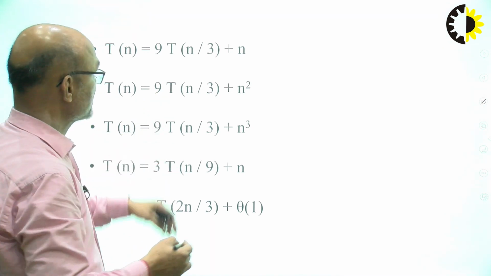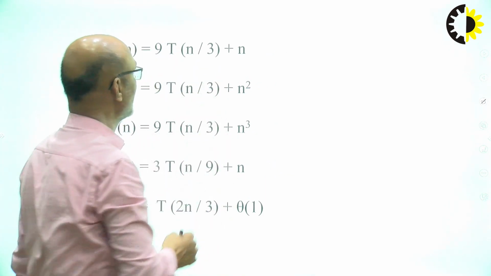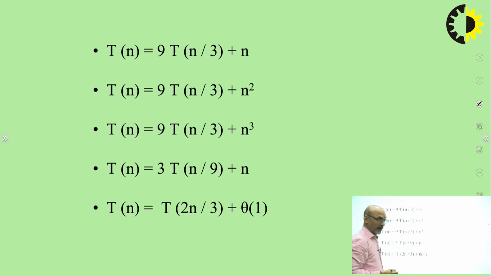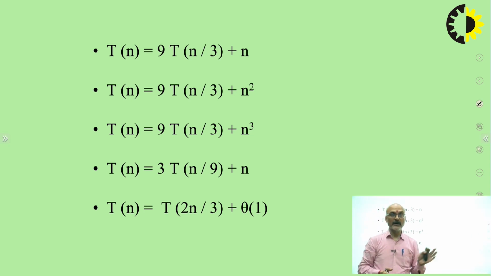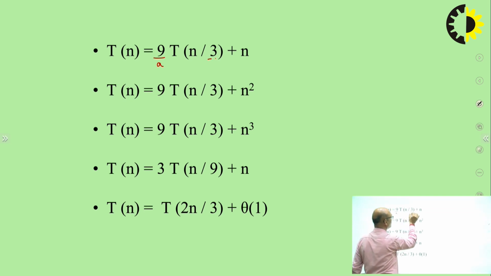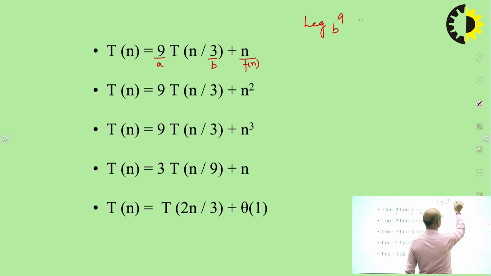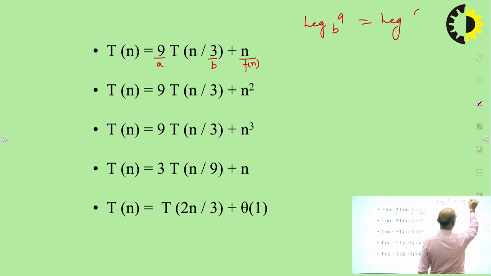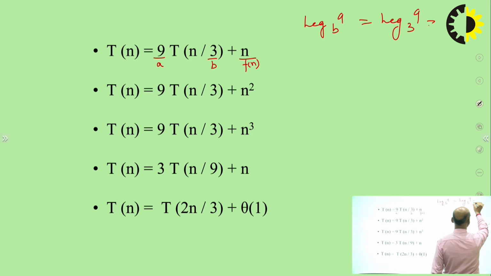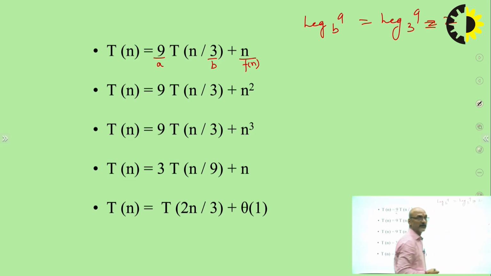The first recurrence relation is given as T(n) equals 9T(n/3) plus n. Comparing with the standard format of the master theorem function, the value of a is 9, the value of b is 3, and f(n) is equal to only n. Now, according to the formula, first we have to calculate log of a base b. That means log of 9 base 3, and this comes to be 2. Now taking the power of this, n square.